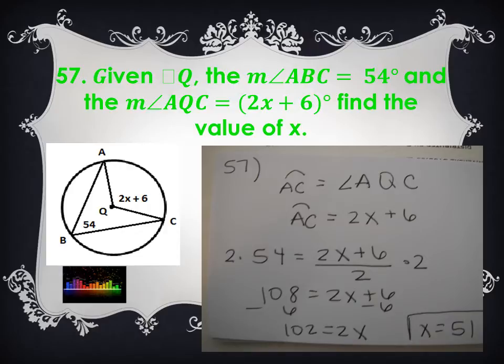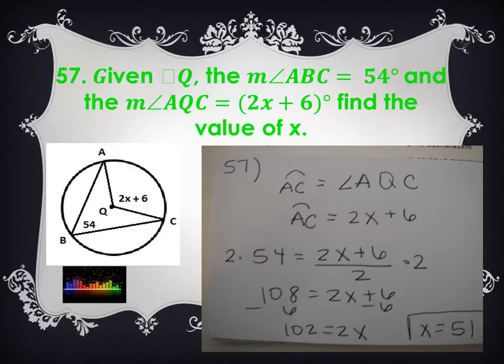Then we can use our other angle, which is angle ABC, and it is an inscribed angle. So it equals the arc over 2. So we get 54 degrees equals 2x plus 6 over 2. And then you have to solve for x by multiplying both sides by 2.